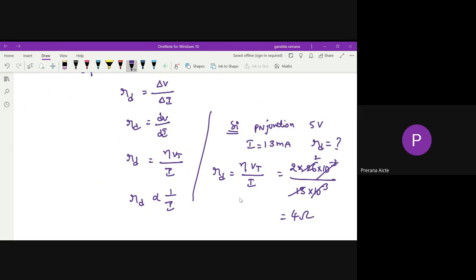So a diode in forward bias offers resistance. There are two types of resistance: static resistance and dynamic resistance. Now, according to that, let us go to the problem.